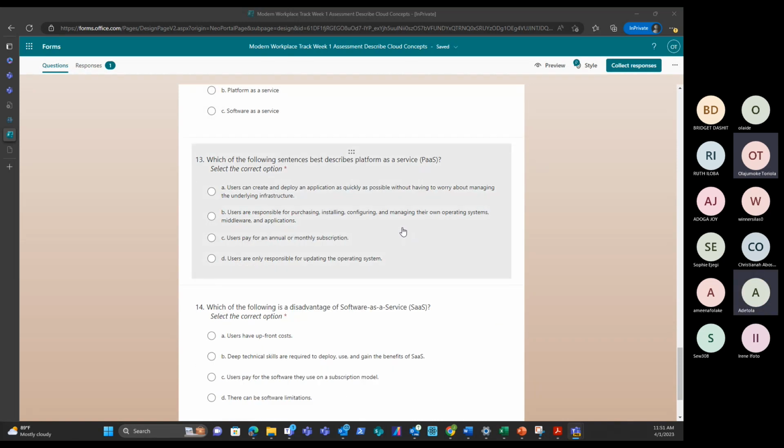Then number 13, which of the following sentences best describes platform as a service? A, users can create and deploy an application as quickly as possible without having to worry about managing the underlying infrastructure. B, users are responsible for purchasing, installing, configuring, and managing their own operating system, middleware, and application. C, users pay for an annual or monthly subscription. D, users are only responsible for updating the operating system. Your answers.